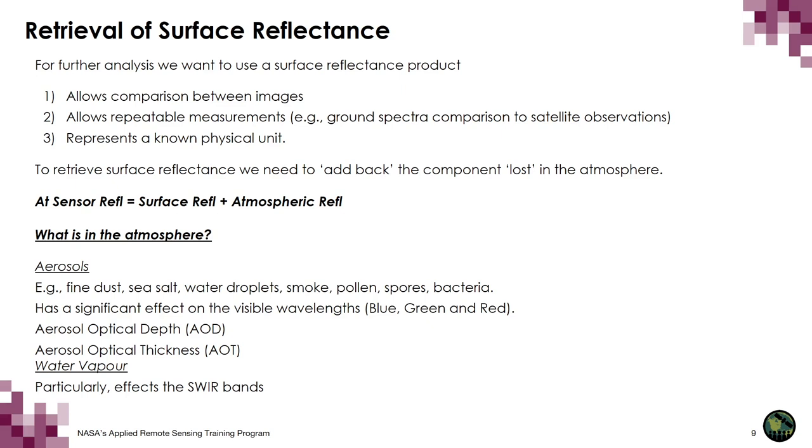For further analysis, we want to use a surface reflectance product in order to allow comparison between images and allow repeatable measurements, in a physical unit. For this reason, to retrieve surface reflectance, we need to add back the component lost in the atmosphere.